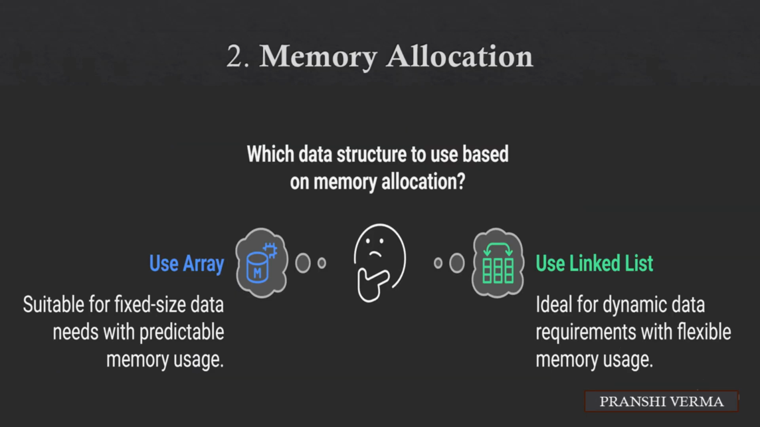Arrays use static memory allocation. You must define the size of the array at the time of its creation. Once declared, the size cannot be changed. Linked lists use dynamic memory allocation. You can add or remove elements at runtime without needing to declare a fixed size.